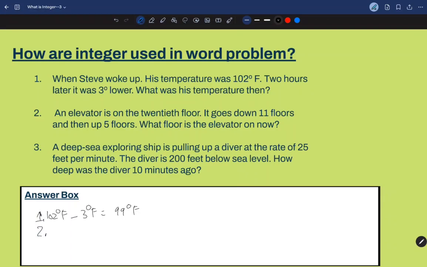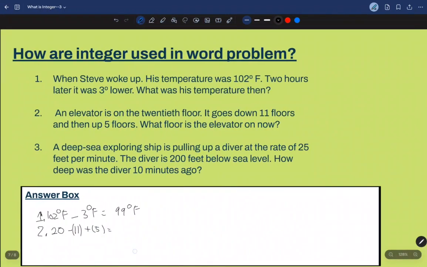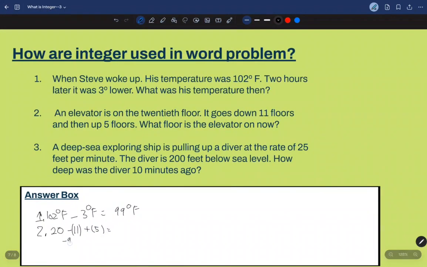Number 2: an elevator is on the 20th floor. It goes down 11 floors, then goes up 5 floors. What floor is the elevator on right now? The initial floor is 20, and it goes down 11. So it's going to be positive 9. Positive 9 plus 5, which is 14.